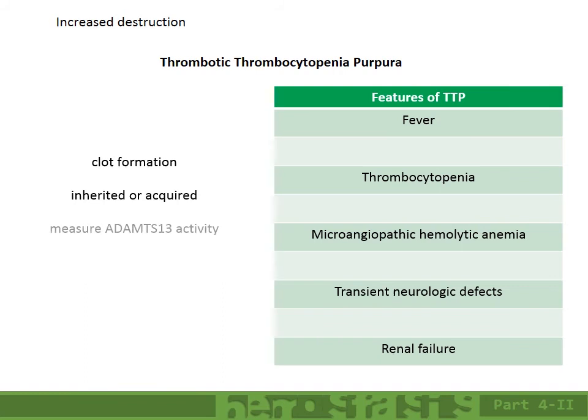TTP can be confirmed after you think that this might be the cause based off the clinical symptoms by measuring the ADAMTS13 enzyme activity. And it can be treated with plasma exchange, where you are removing the patient's plasma and providing plasma that does not have these extra large von Willebrand factor multimers.